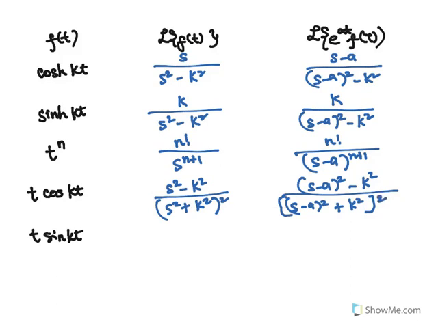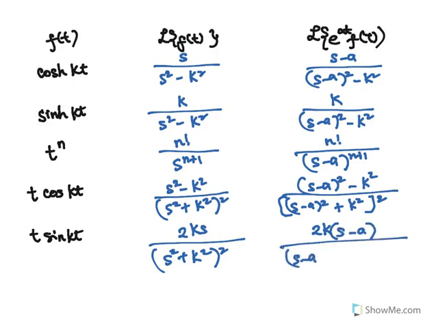And Laplace transform of t sine kt from our previous lesson is 2ks all over s squared plus k squared squared. And so if it's multiplied by e to the at, we just replace all the s by s minus a. So you'll have 2k s minus a all over s minus a squared plus k squared quantity squared.